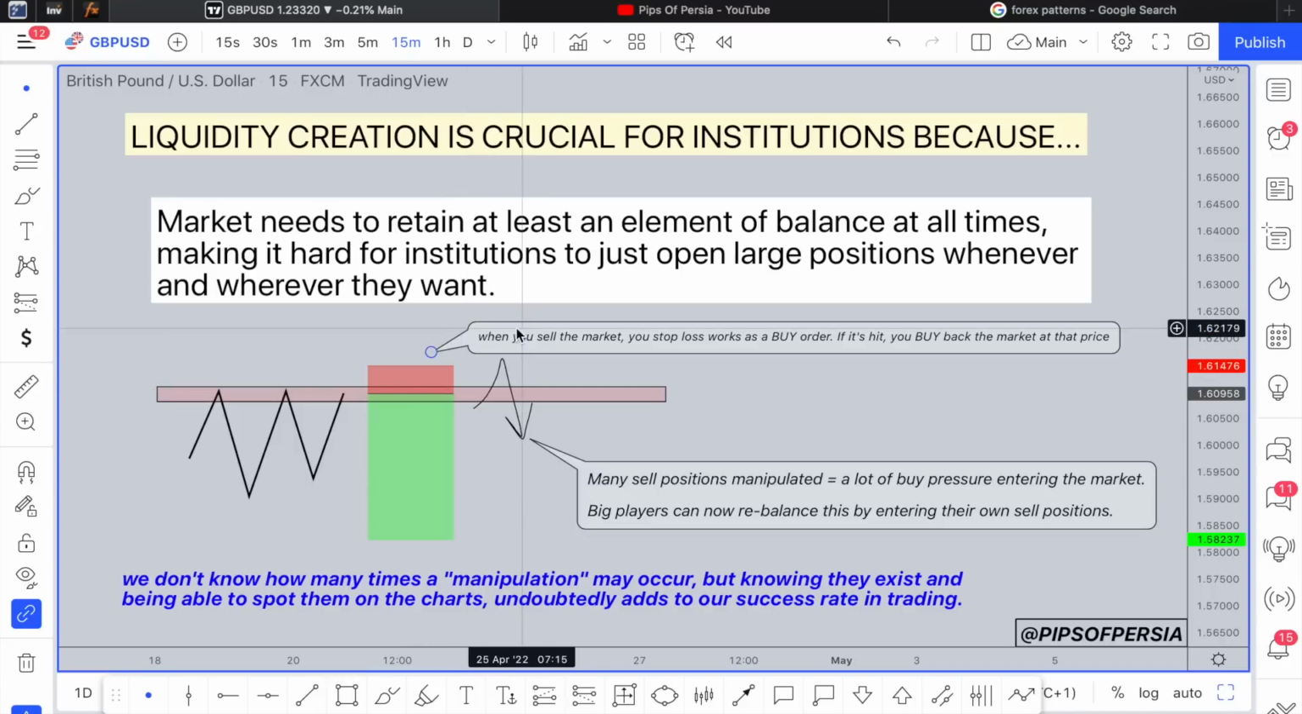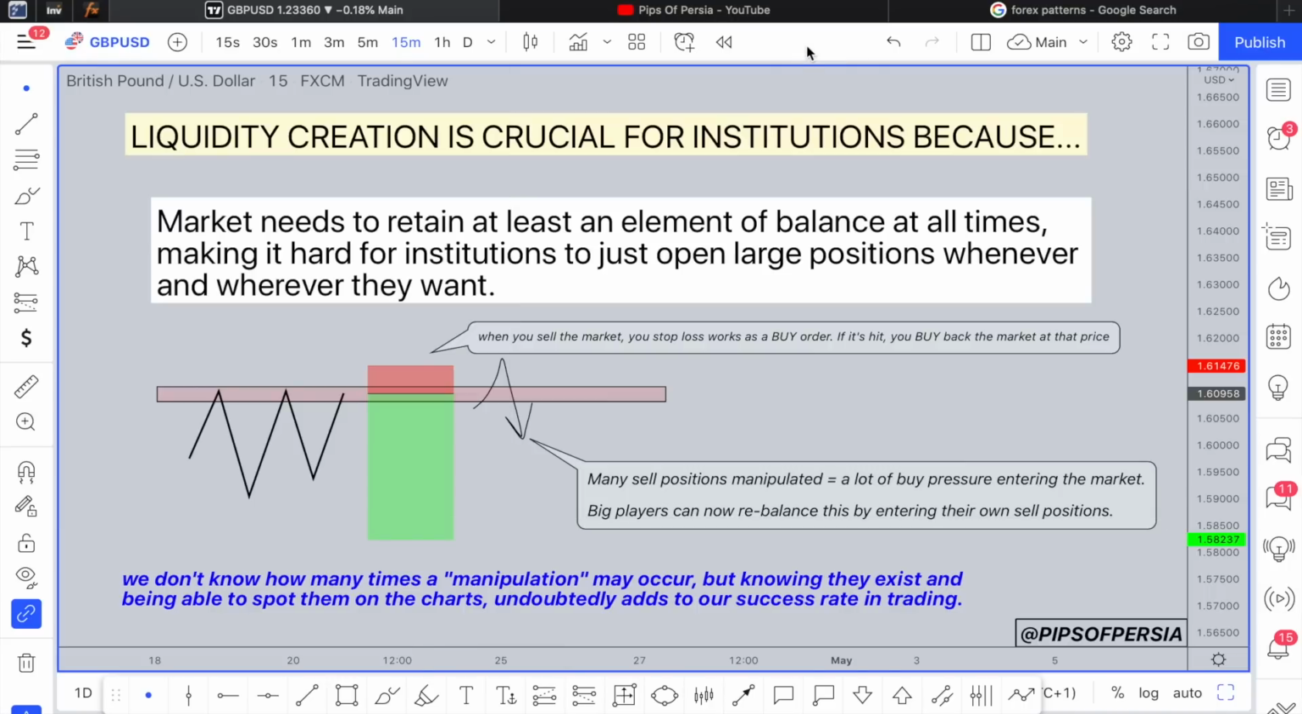So once a behavior is created and the retail is on the sell side with their stop losses above, and once they get manipulated, the institutions and the big players can now rebalance the market by entering their own sell position. Again, there are many sell positions being executed here. Stop losses are above. Stop losses get hit. All of those sell positions turn into buy positions now. There is a lot of buy power, a lot of demand in the market. All the institutions need to do now is open up their own sell positions, rebalance the market, and allow the market to go in its direction and profit off those trades.